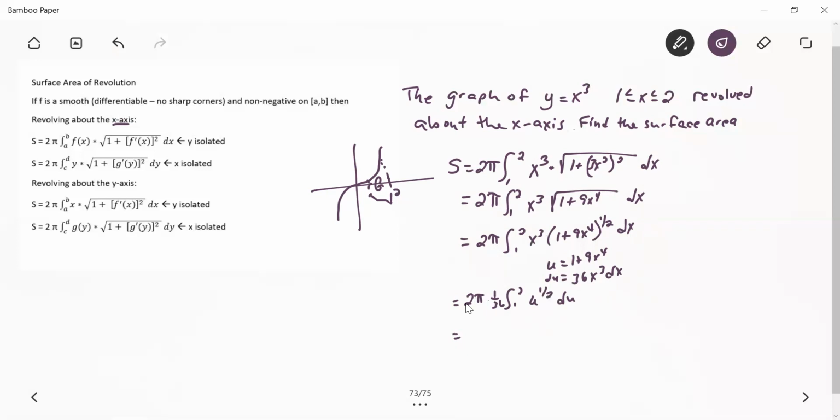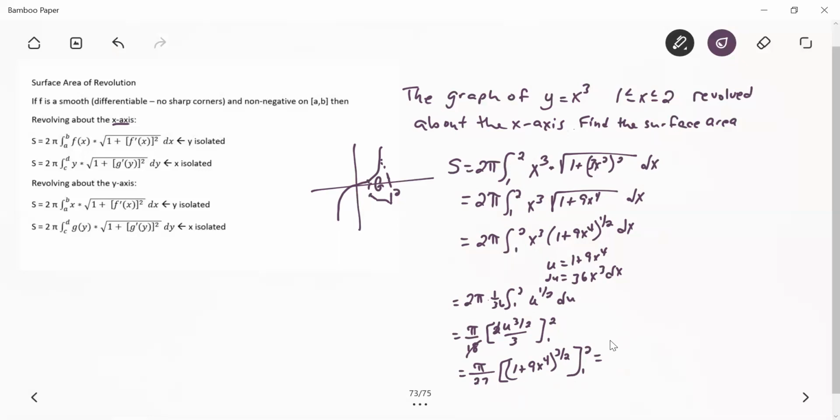All right, so let's see, 2 and 36 gives me just pi over 18 times our u to the 1/2 gives us u to the 3/2 over 3/2 from 1 up to 2. Well, this 2 and this 18 cancel, leaving me with pi over, well, that's 9 times 3, which is 27. And my u, I'm going to undo the substitution. So this gives me 1 plus 9x to the 4th raised to the 3/2 from 1 up to 2.